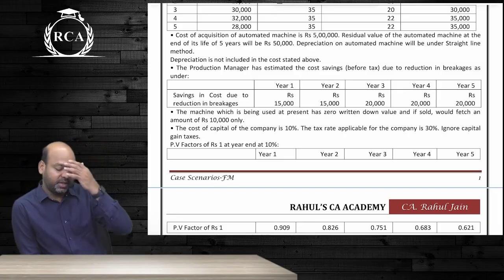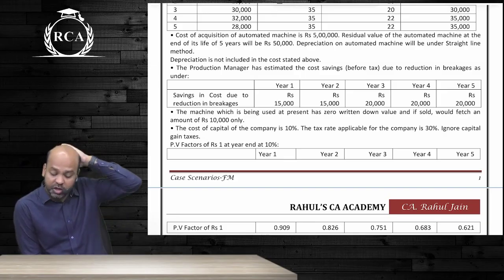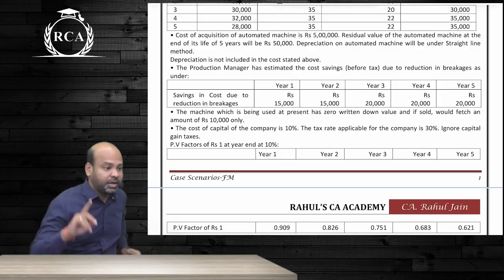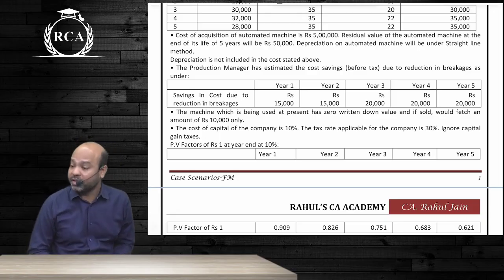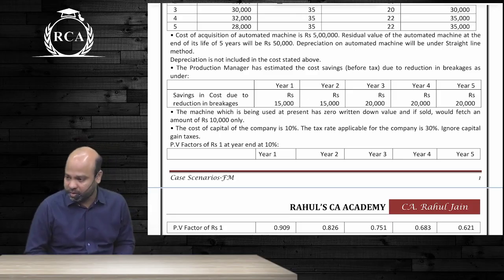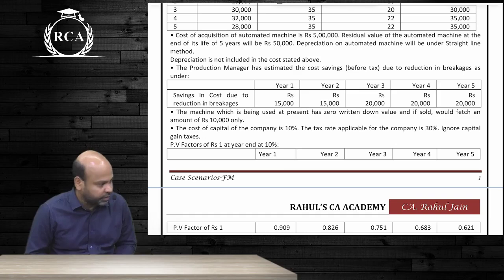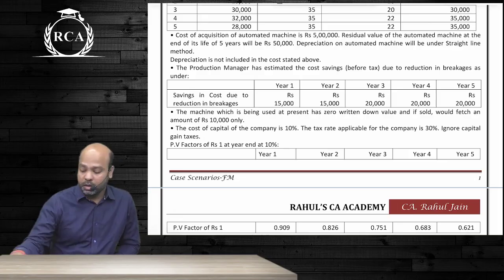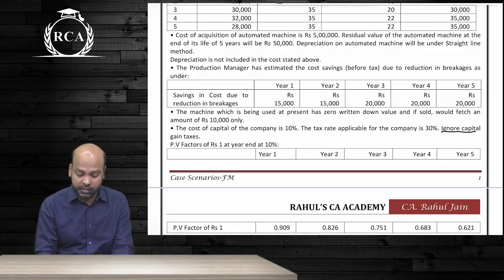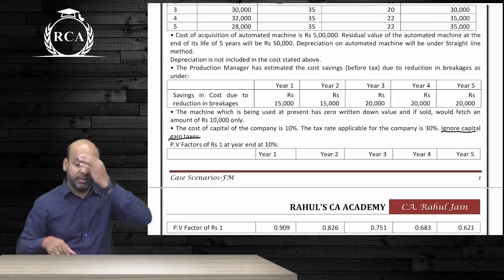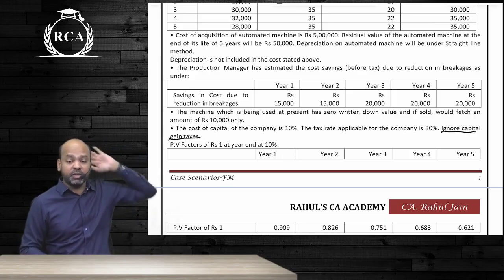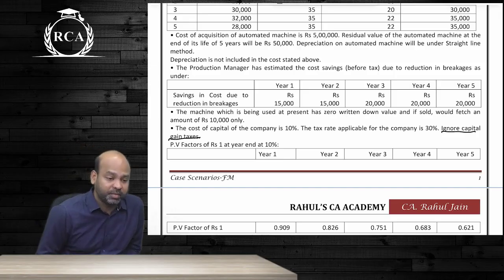The production manager has estimated savings due to reduction in breakages as under. So apart from your additional revenue, guys, you're also going to save in the form of breakages. Like we did yesterday, beta, savings and scrap, remember? In one question, TMT1, TMT2. Likewise here, we have savings and breakages. The machine which is being used at present has zero written down value and if sold would fetch an amount of 10,000 only. But the question says ignore capital gain tax. If this wouldn't have been given, guys, I would have considered capital gain tax on the sale of machine now. Remember, it's a replacement decision.